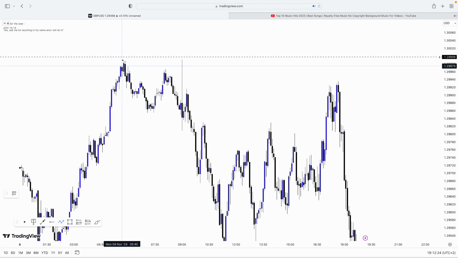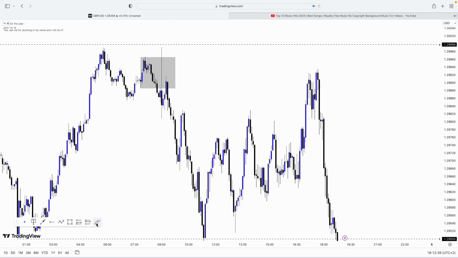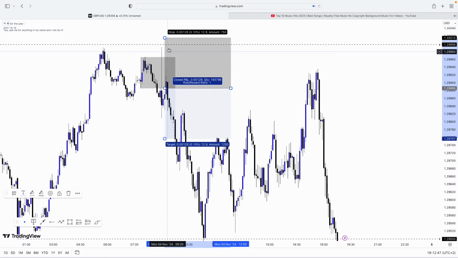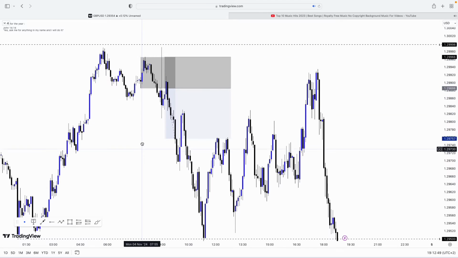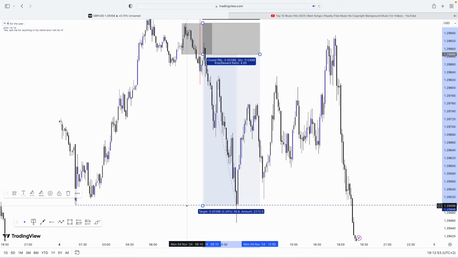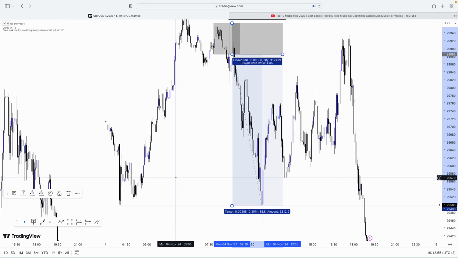So we had our 5 minute structure shifting, and that is where I decided to get involved within market open. Price pulling back to this level of supply, and that's where I executed the trade. Let me just put it up a little bit like that. Stops above that high for 8 pips, and then we had the target and the take profit for 124.